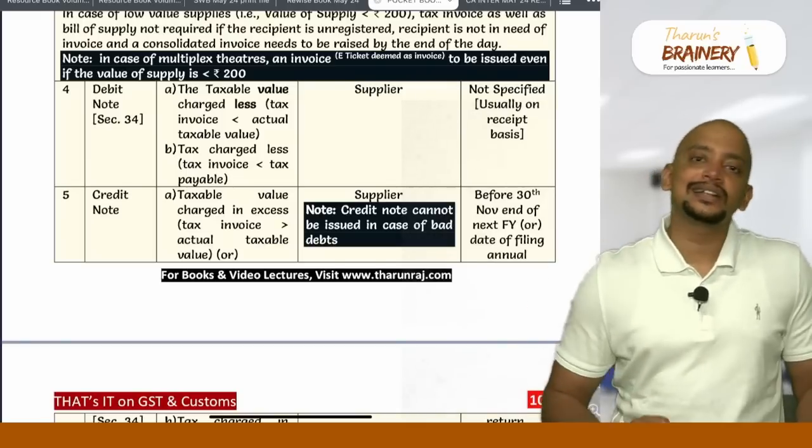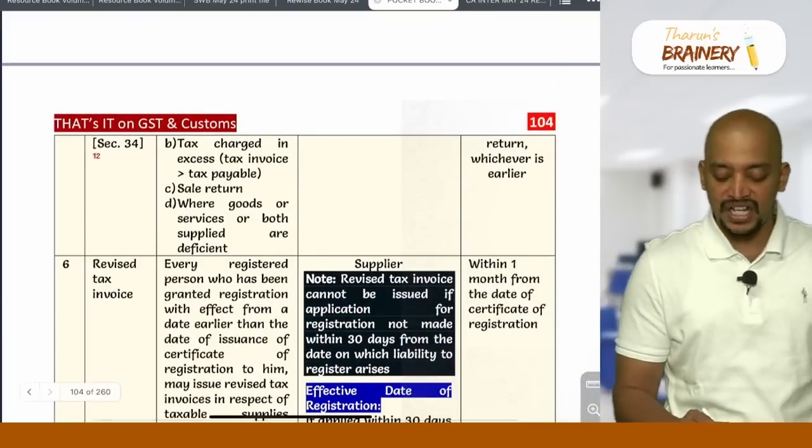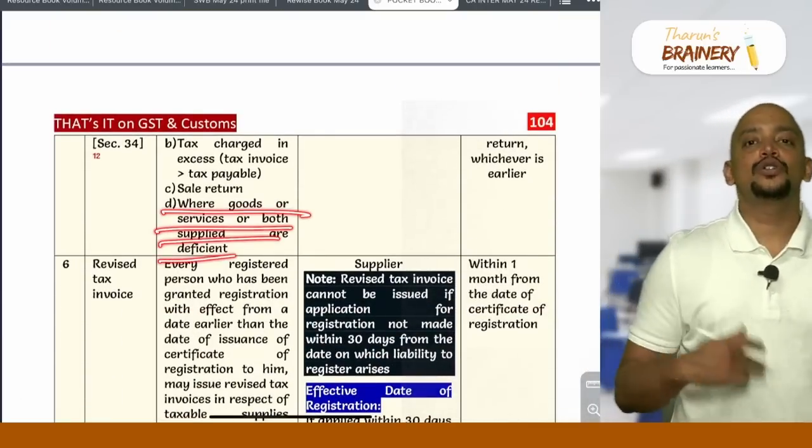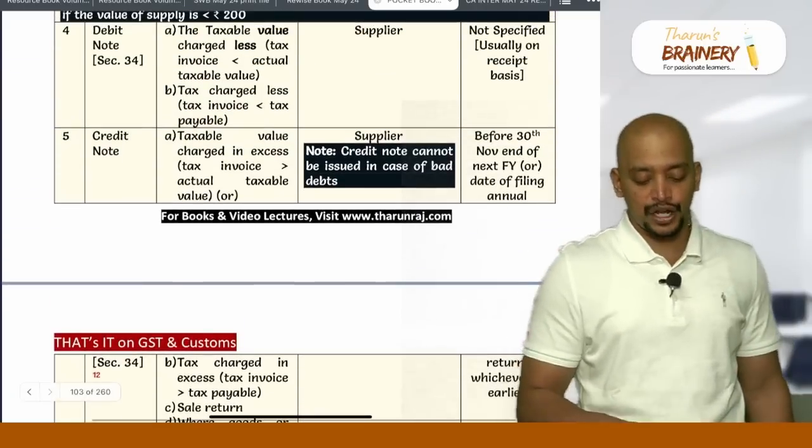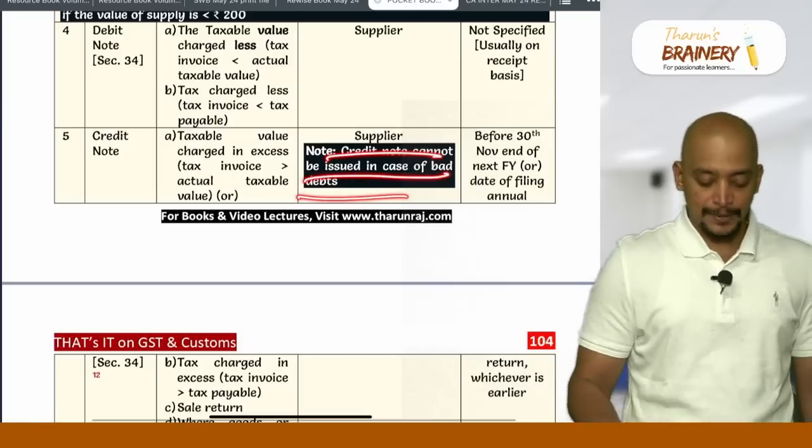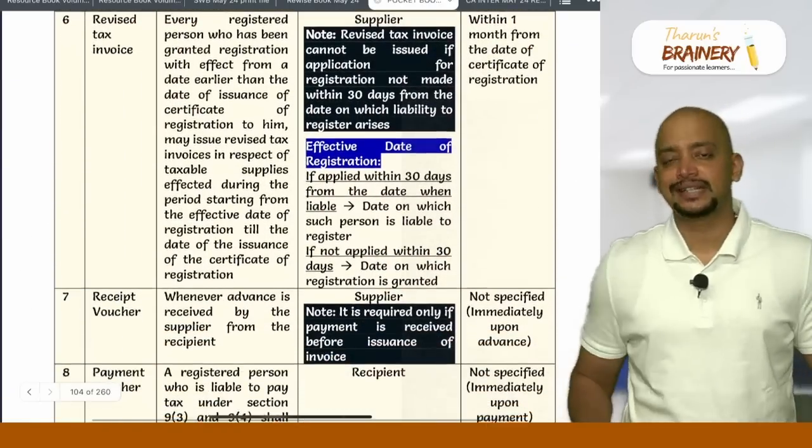Also in case of sales returns, a credit note will be given. Also in case of deficiency in the quality, a credit note will be given. But remember, credit note cannot be issued in case of bad debts. Then next we have revised tax invoice.